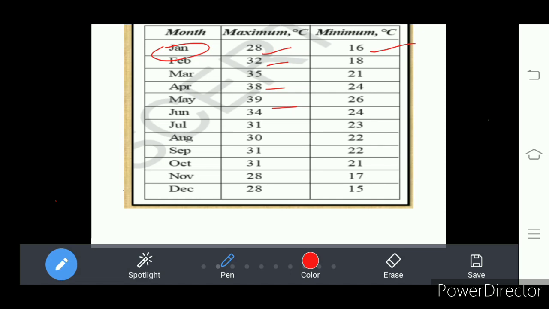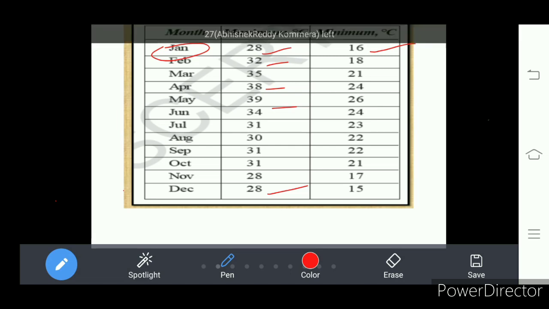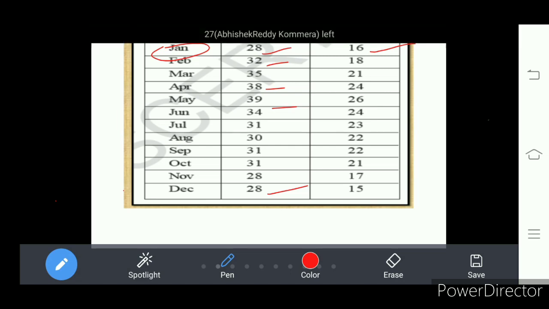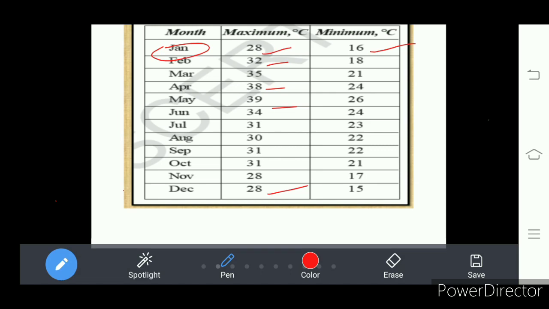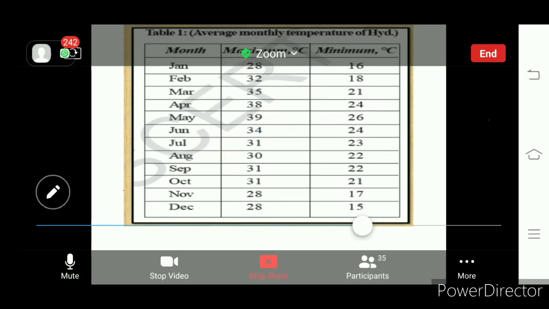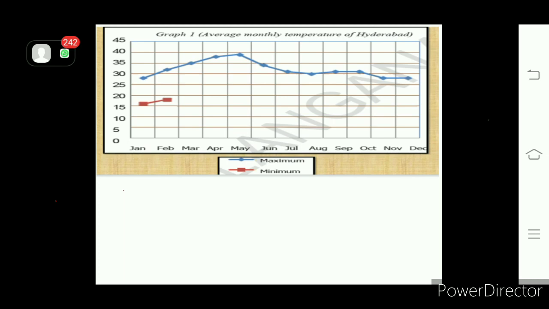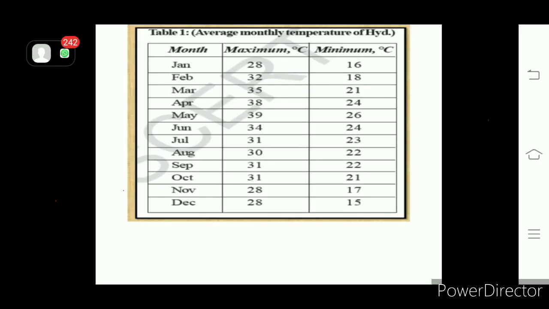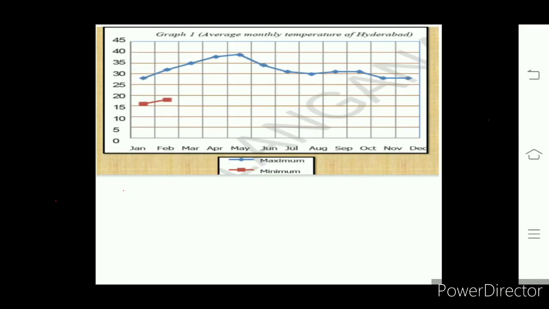And coming to December, you see that it is 28, and the minimum temperatures also. So what do you see? Are the temperatures recorded the same in every month? No, right? Temperature is varying from one month to another month. So in this way we should record the temperature of a place using the thermometer. Here the temperature recorded for Hyderabad is the temperature of Hyderabad.